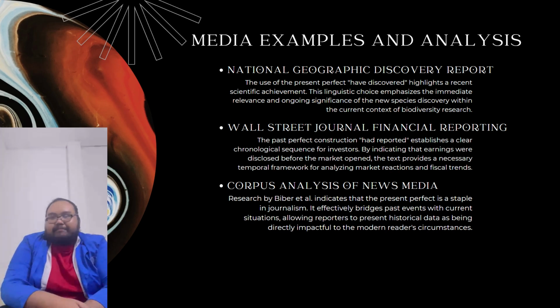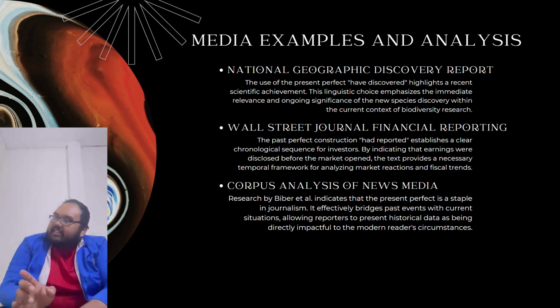Now, for media sample analysis, National Geographic Discovery Report. The use of present perfect, have discovered, highlights a recent scientific achievement. These linguistic tools emphasize the immediate relevance and ongoing significance of the new species discovered within the current context of biodiversity research.